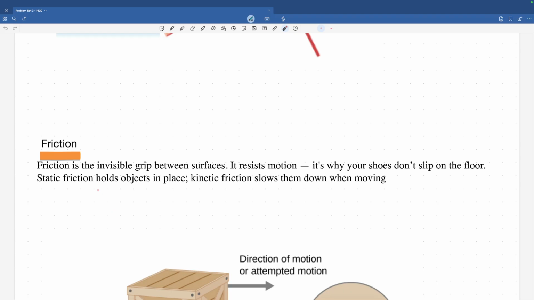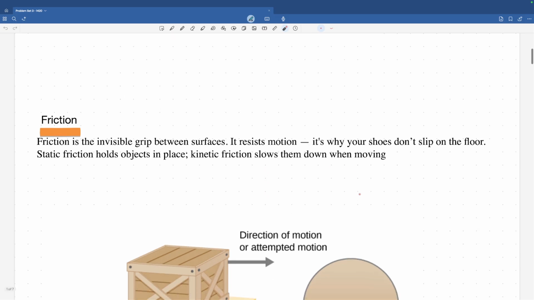Static friction is what holds objects in place. So the furniture in a room stays in place because of static friction. Otherwise, they would have been running around, and that would have been horrible. Kinetic friction slows objects when they are moving. Like if you take a ball and roll it in the hallway, the ball is going to come to a stop, and that's because of kinetic friction. So these are the 2 types of friction.